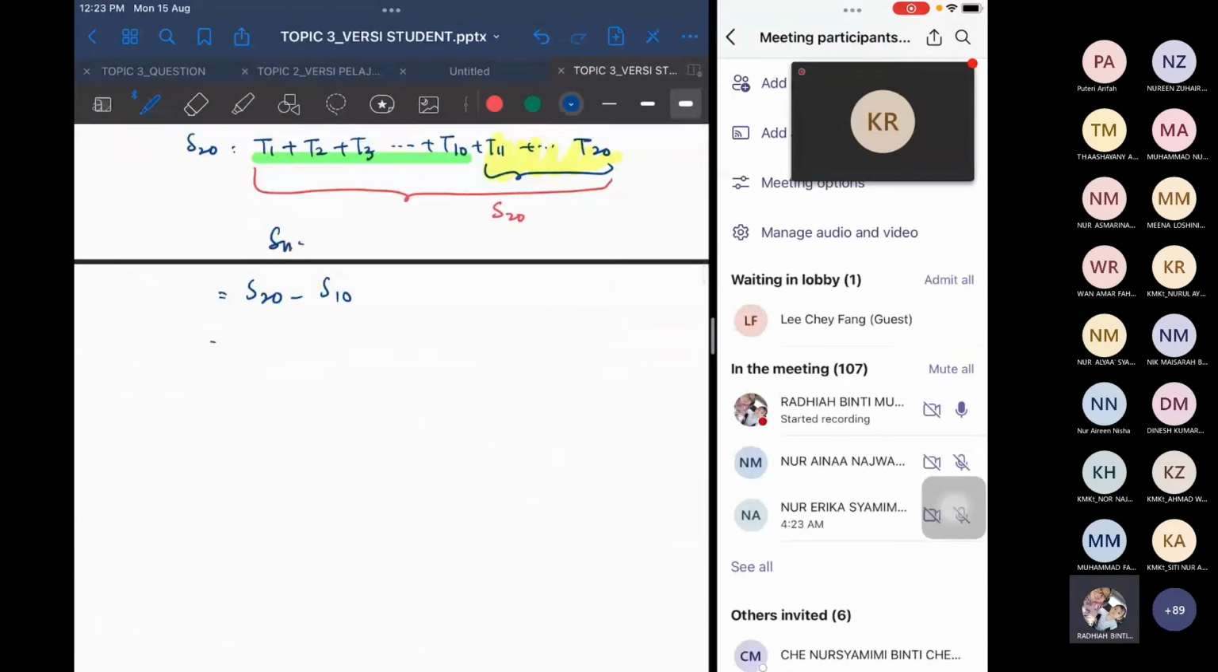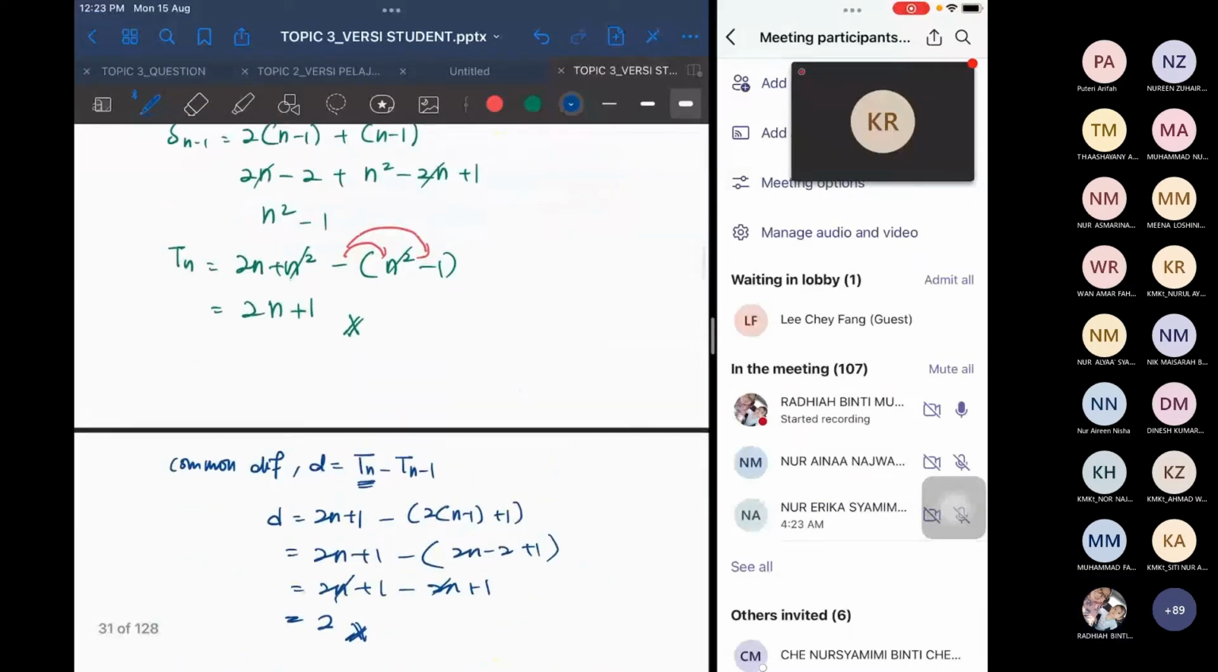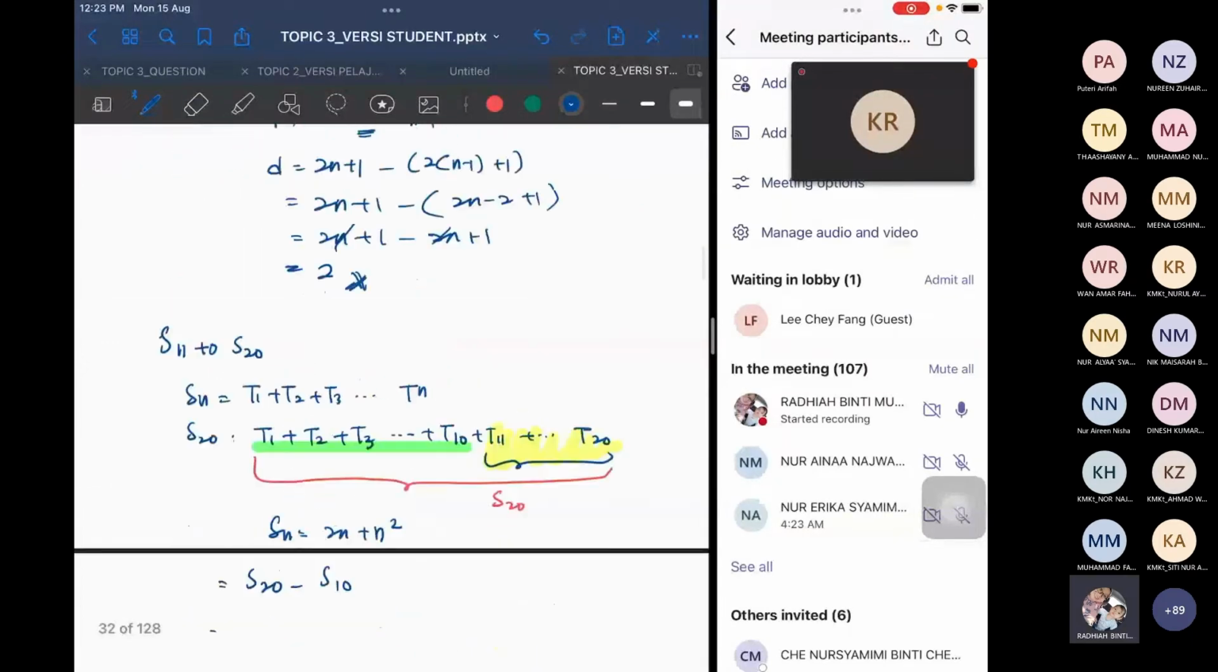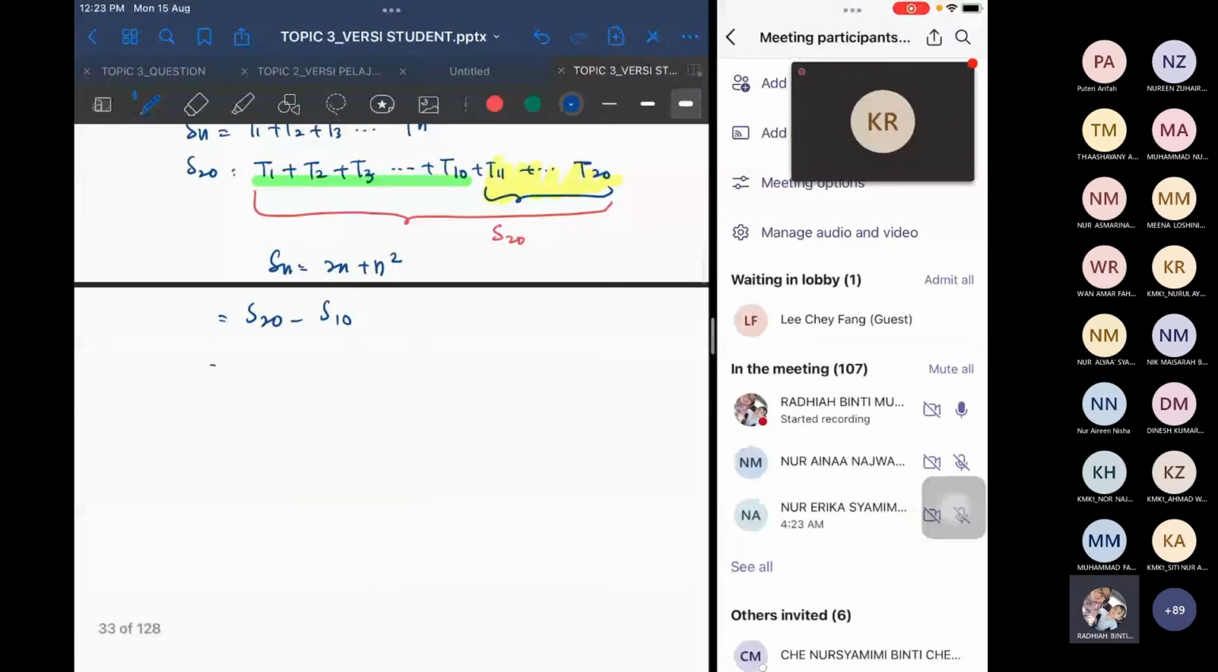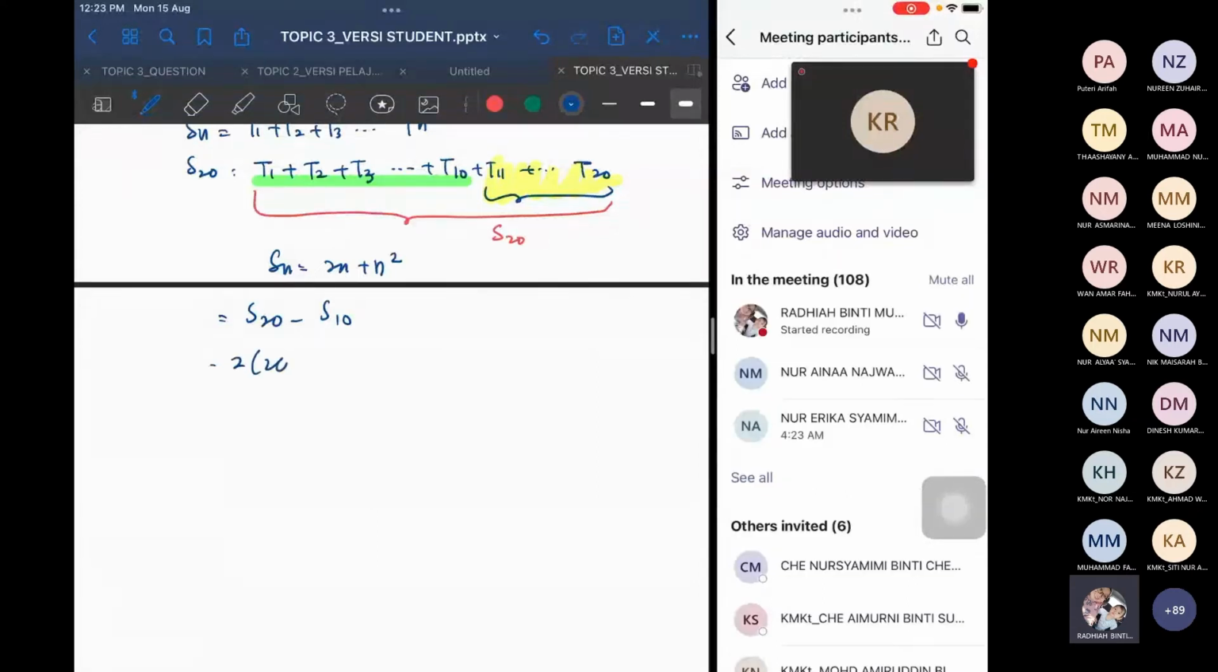Boleh tak? So you punya Sn 2n plus n square. Betul lah kan? 2n plus n square. Betul lah. Okay, so S20 dia adalah 2 darab 20 tambah dengan 20 square. Tolak dengan, okay, dekat n tu kita gantikan kita punya nilai ni lah. Okay, so 2 darab 10 plus 10 kuasa 2. Okay. So you masukkan dalam calculator, you akan dapat kat sini 440 minus dengan 120. Okay, so you tolak, you akan dapat 320.